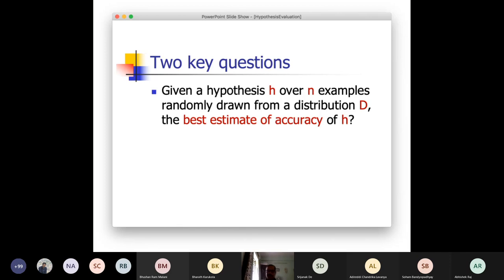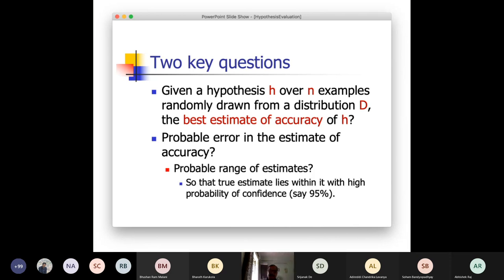Now there are two questions that we will be addressing in this issue. When we are evaluating a hypothesis, what is the best estimate of the accuracy of the hypothesis when examples are randomly drawn from a distribution? And second, the probable error in the estimate of accuracy. The value you get is a kind of point estimate, but what would be the interval in which these values will most probably lie? Can you get that probable range so that you can say your true estimate lies within it with high confidence, say 95%?